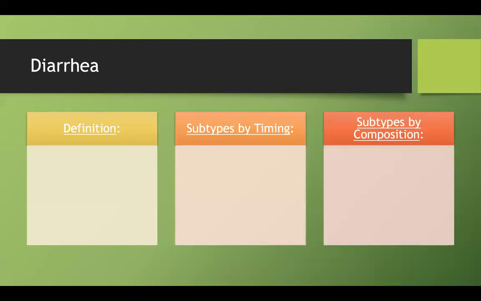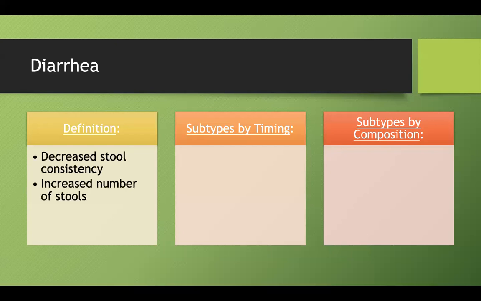So let's start with diarrhea. The definition of diarrhea is a little bit vague, but just know that you can have either decreased stool consistency or an increased number of stools. If you have either one of those, you can technically meet the criteria for diarrhea.